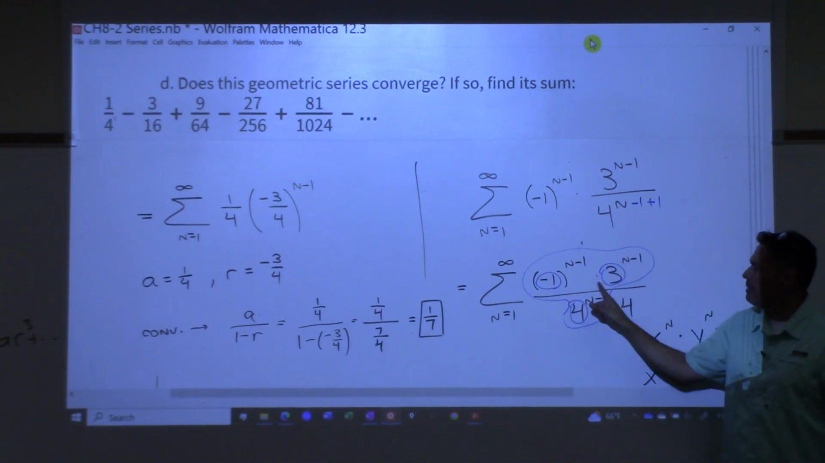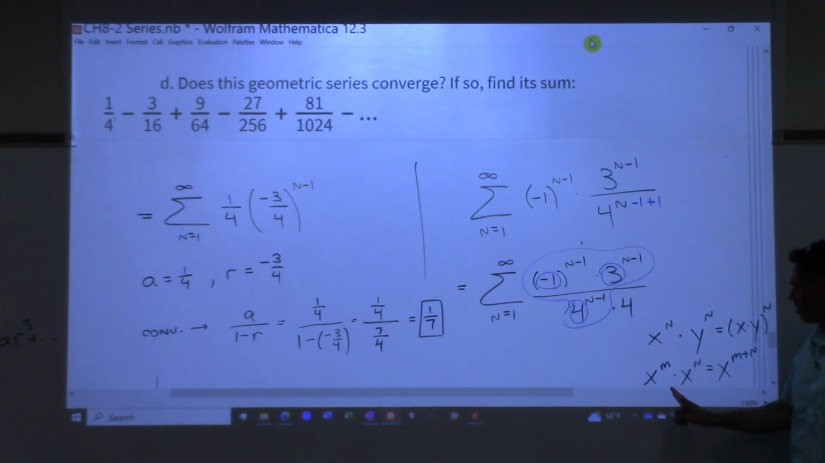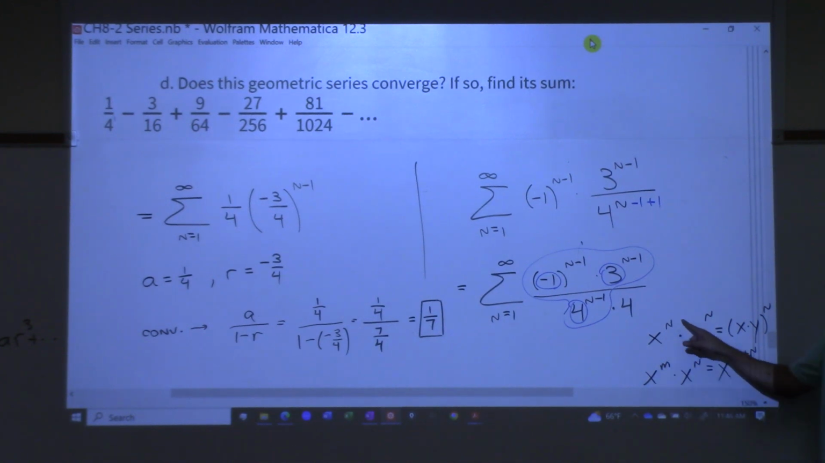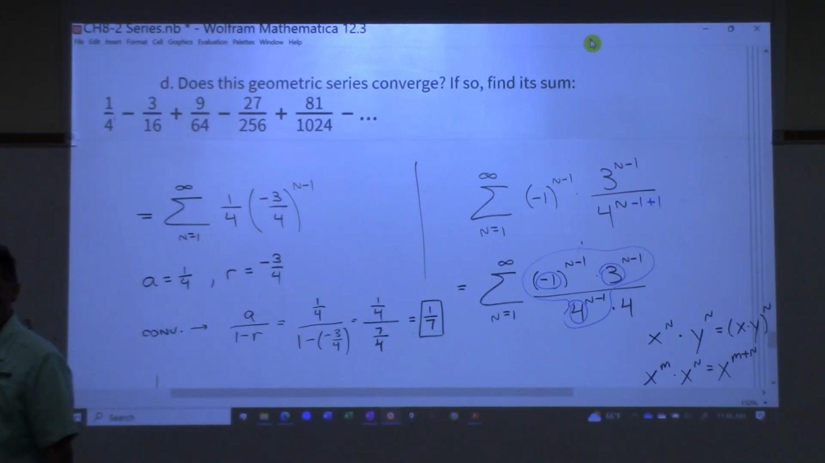Only if these are the same bases, right? These two things have to be the same. That's when we add the powers. X to a power times x to a power, we add the powers. But if you have different bases, same exponents, we just put them together in parentheses with the power on both of them. Okay. Good?